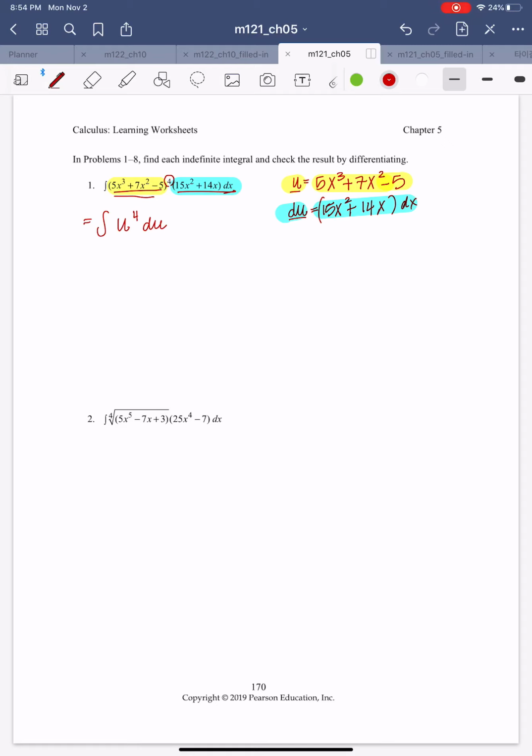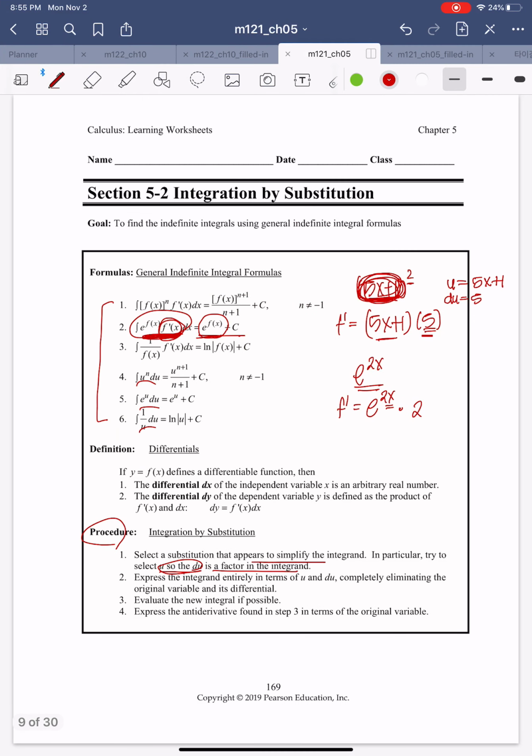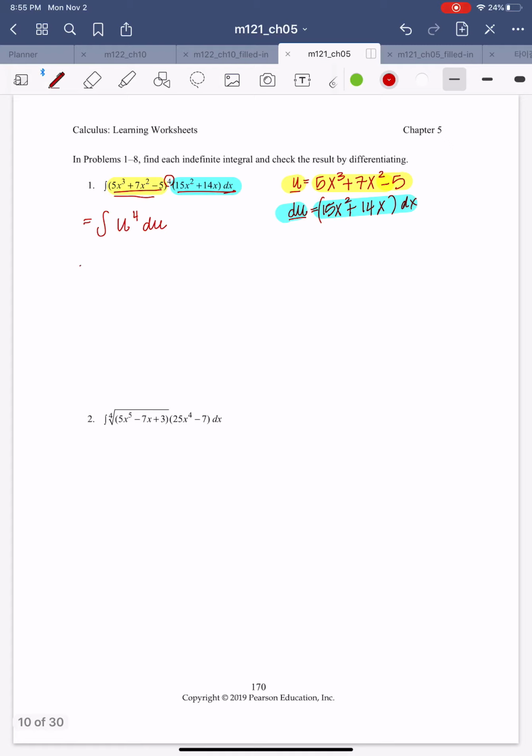I pick something that's nice so that your integral is easy to integrate. That's the whole purpose. Okay? Then it's easy. Well, that's this one here. Raise it by 1, divide by the new power. So I raise it by 1, divide by 1. So u to the fifth power over 5. Don't forget plus c.